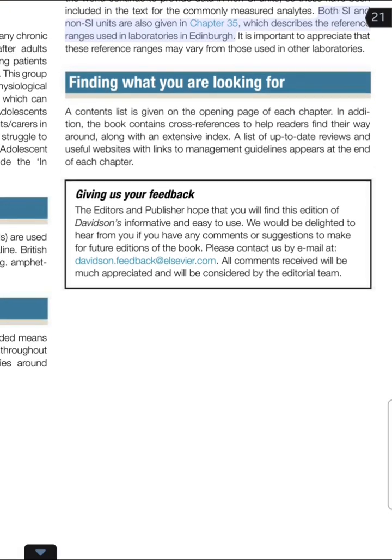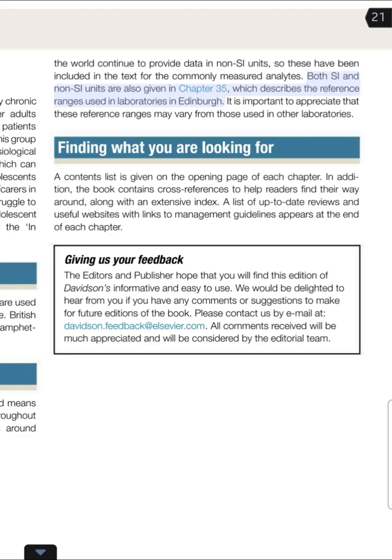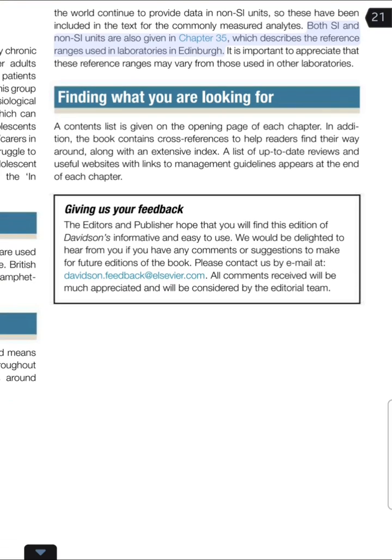Both SI and non-SI units are also given in Chapter 35, which describes the reference ranges used in laboratories in Edinburgh. It is important to appreciate that these reference ranges may vary from those used in other laboratories.